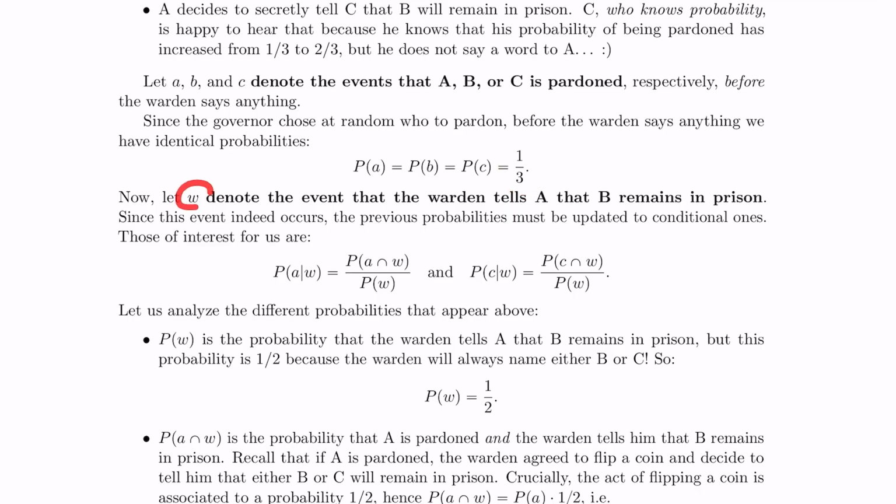Now we denote with W the event that the warden tells A that B will remain in prison. As we know, this event indeed occurs, so the previous probabilities must be updated to conditional ones. Since B remains in prison, the conditional probabilities of interest for us are the probability P of A given W and P of C given W. So now what remains to be done is to compute these probabilities here. Let's start with the probability P of W.